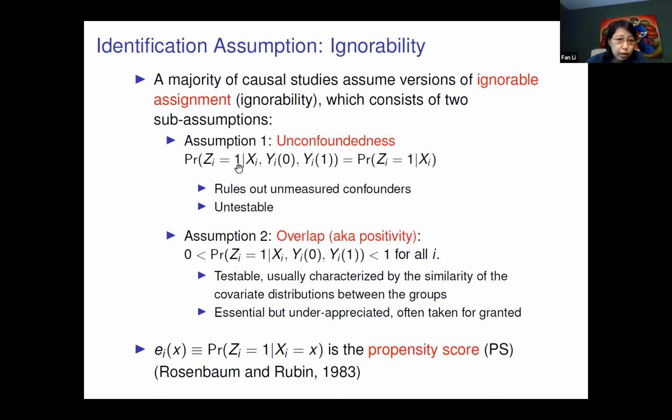The ignorability assumption has different names, but in this lecture I would call this two. Sometimes it is known as strong ignorability or ignorability, but here we call it ignorable assignment, which consists of two sub-assumptions. The first is unconfoundedness; basically, there's no unmeasured confounding. The second one is overlap, or positivity. Together, I call these two assumptions ignorability.